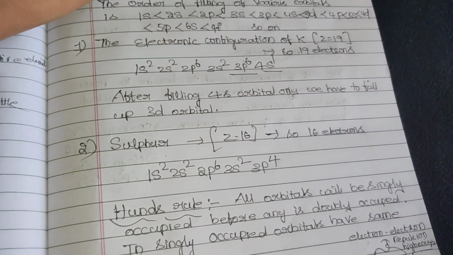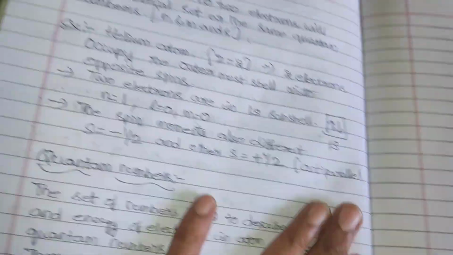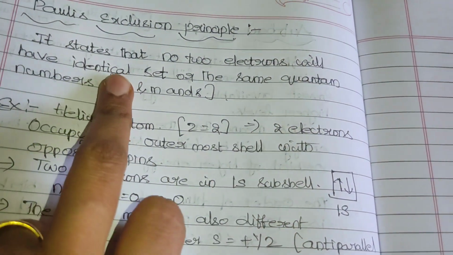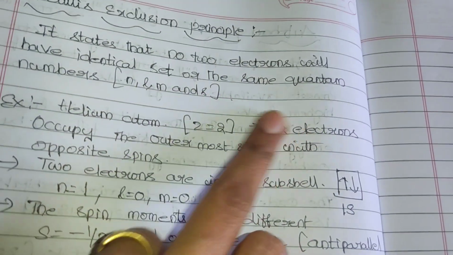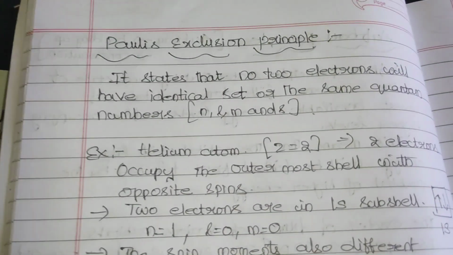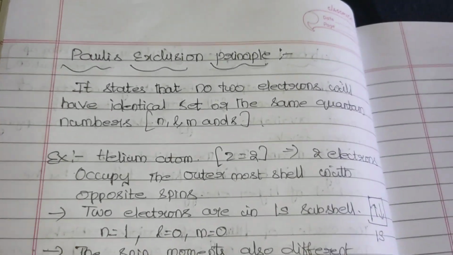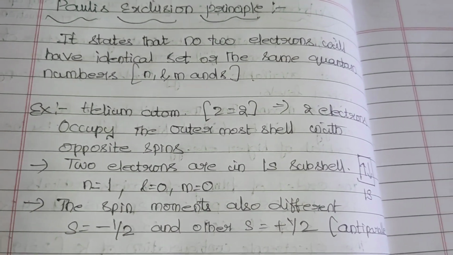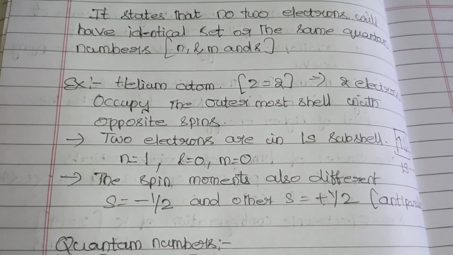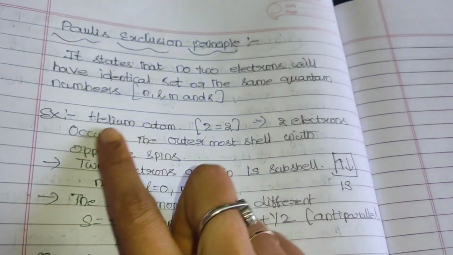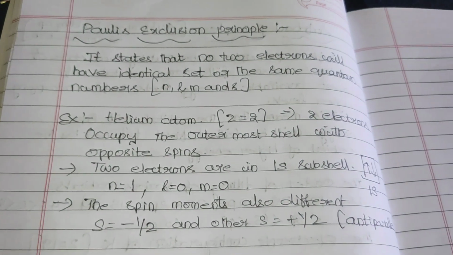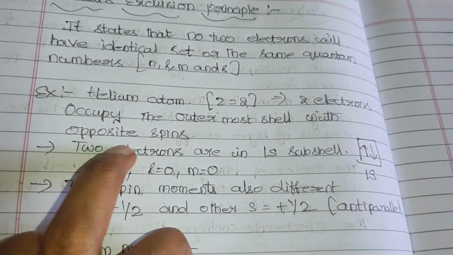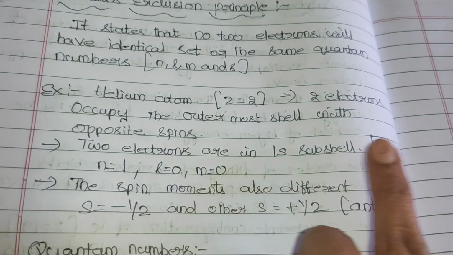And next is Pauli's exclusion principle. It states that no two electrons will have an identical set of quantum numbers. According to Pauli's exclusion principle, no two electrons have the same quantum numbers, so the quantum numbers are different for different electrons. For example, take the helium atom, whose atomic number is 2. The 2 electrons occupy the first shell with opposite spins.